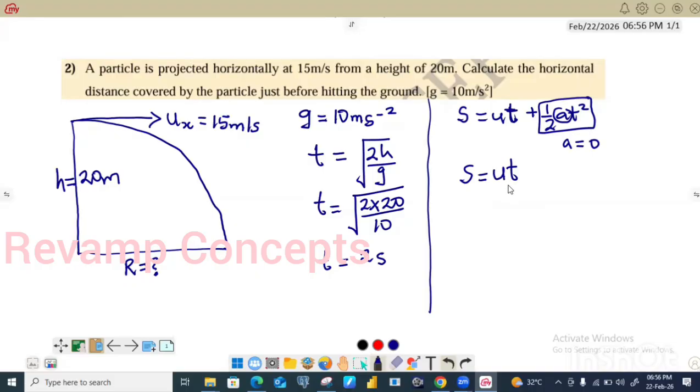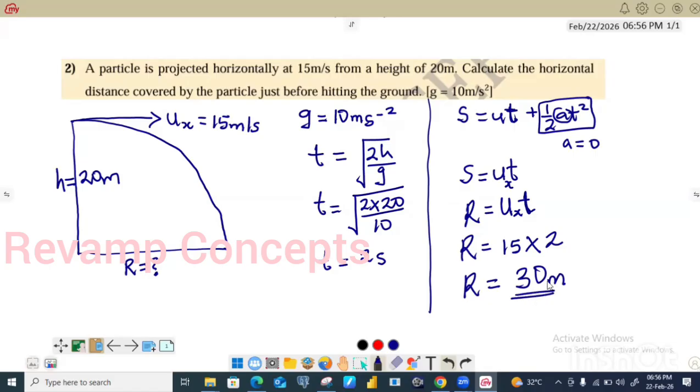And this u, because it is a horizontal component, we can call it ux. That is the one that is given in this question. So our S is the same thing as our range, R, because it's horizontal distance. So we can say R equal to uxt. We can use this to find our R. R will now be equal to 15 multiplied by the time we calculated, which is 2. And R will be equal to 30 meters. So this is the answer we are looking for.